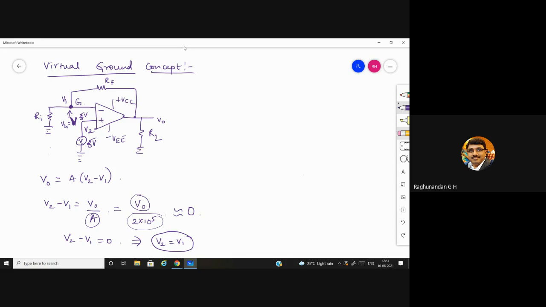See, we can prove it mathematically. Mathematically, I proved V1 and V2. V2 is the voltage across this, and V1 is the voltage across this terminal. But practically or physically we cannot prove it because it's virtually acting like a ground. Practically we cannot prove it, or physically we cannot look into the connection. So we can only prove it mathematically. So this is known as virtual ground concept.